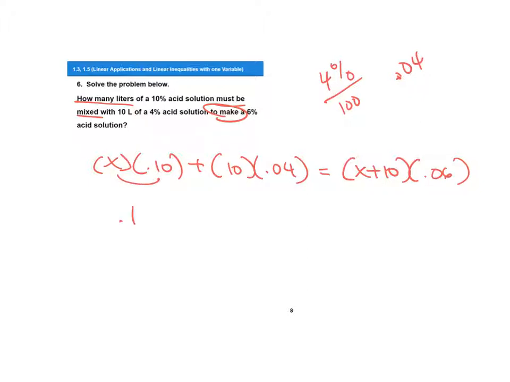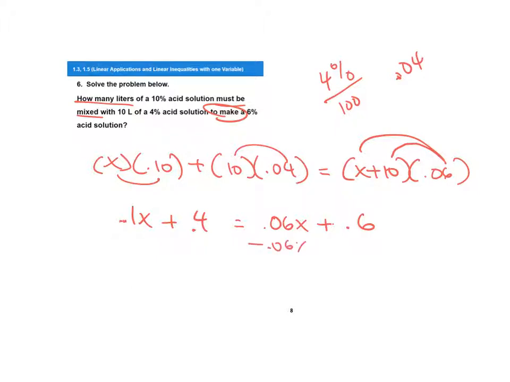So let's multiply. That's going to be 1/10 x plus 4. 10 times 4 hundredths would be 4. And then 6 hundredths times x. And 6 hundredths times 10 would be 6/10. So we've got x times 1/10 is 1/10 x. 4 hundredths times 10 should be 4/10. And 6 hundredths times x is 6 hundredths x. And then 6 hundredths times 10 should be 6/10.